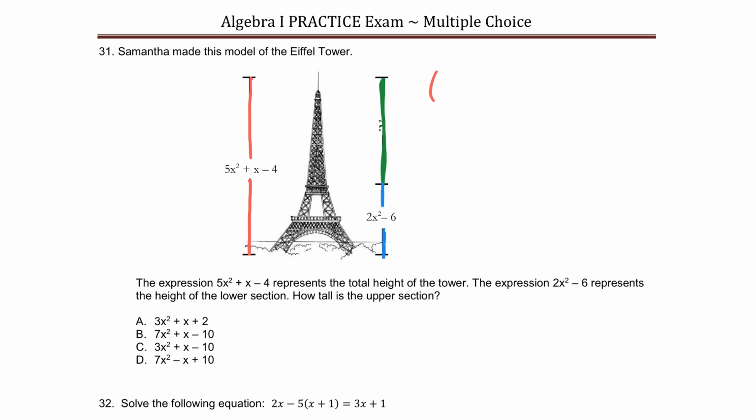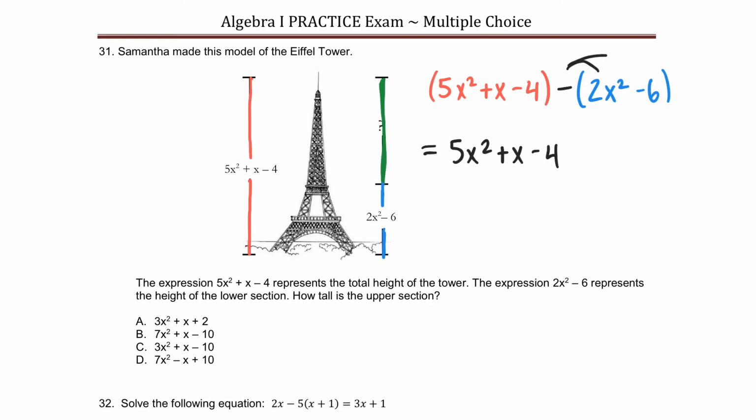So if you took the red minus the blue, that would give you the green. So we're going to do that. We're going to do the red, 5x squared plus x minus 4, and we're going to subtract the blue section, 2x squared minus 6. And that's going to give us the green. So when we put this together, we're going to get 5x squared plus x minus 4, and then I'm going to distribute that negative sign. So minus 2x squared plus 6.